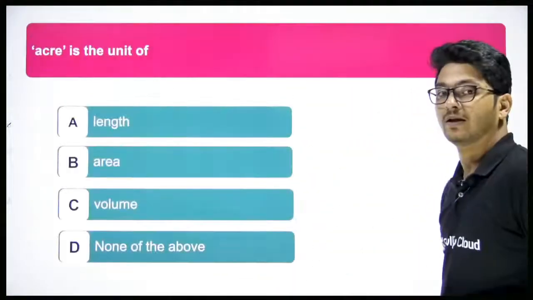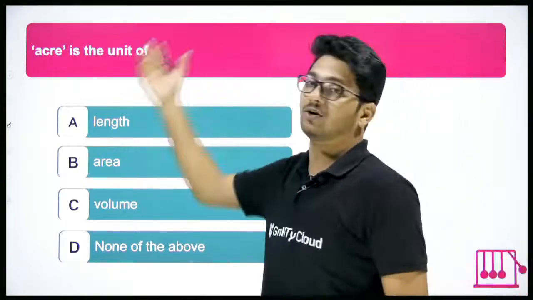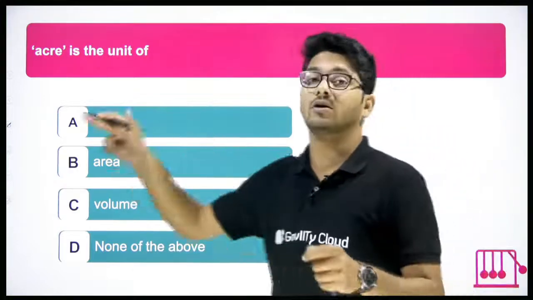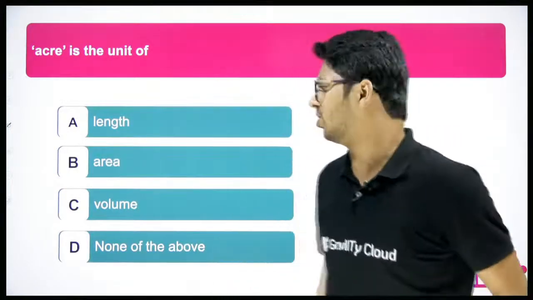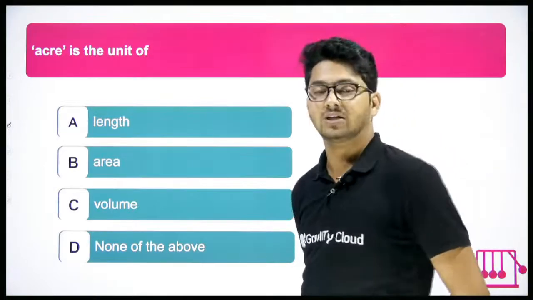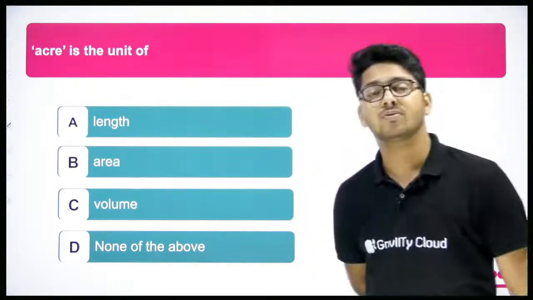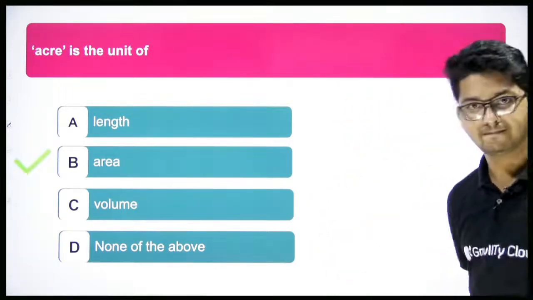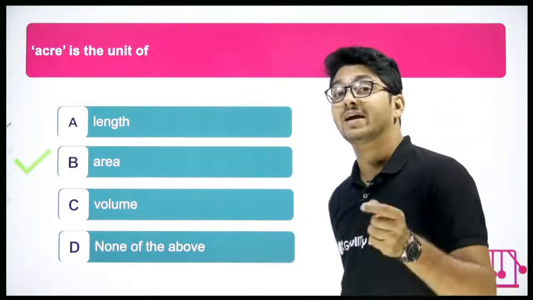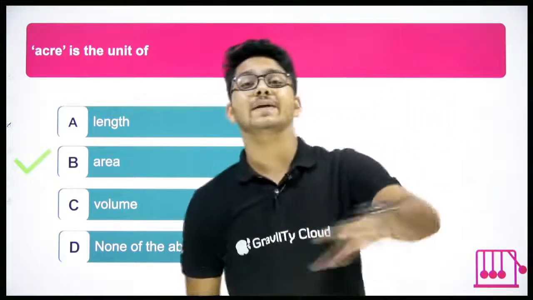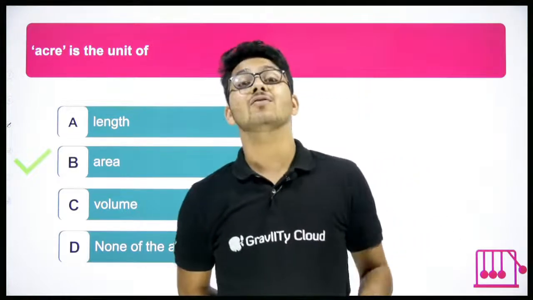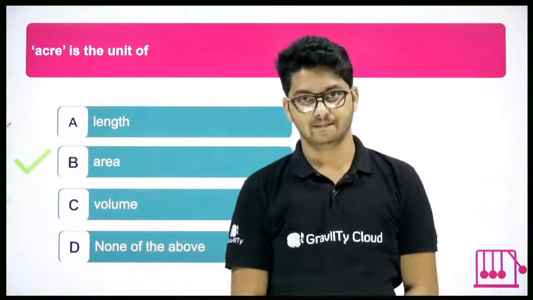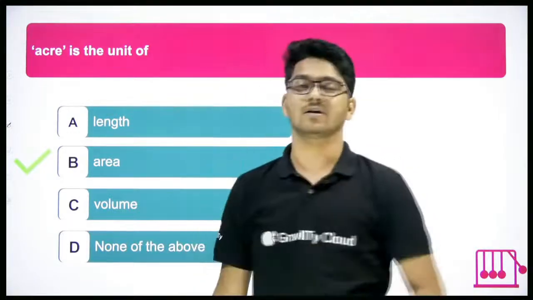Good. Next question. Acre is the unit of, this is an interesting question. Acre is the unit of length, area, volume, or none of the above. Again, similar question. The only thing is the unit has changed. So acre is the unit of what? Unit of area, option B. I have 10 acres of land, 40 acres of land. What does that mean? It means the area of land. Acre is the unit of area.